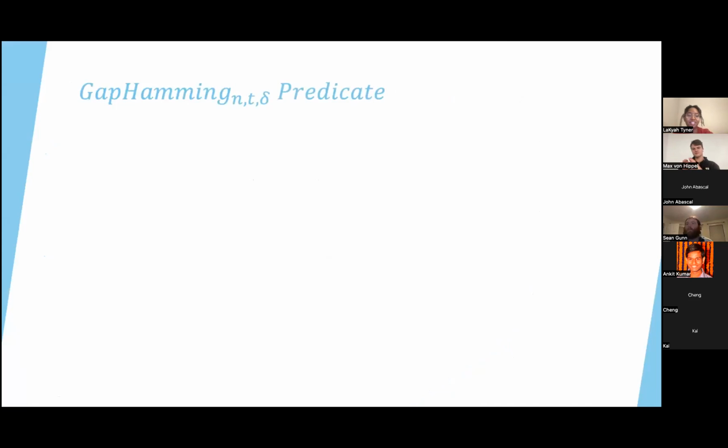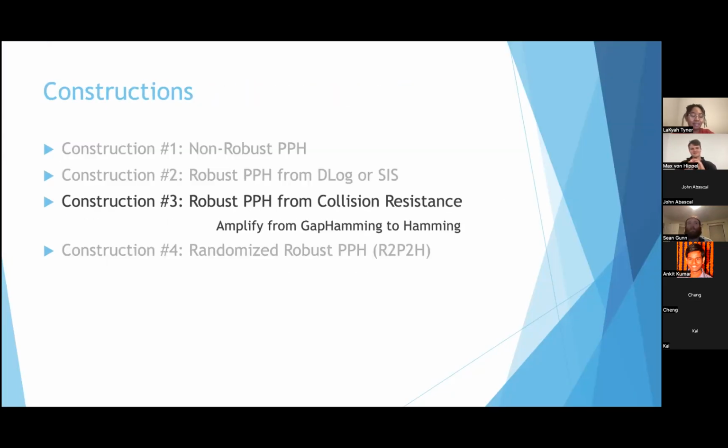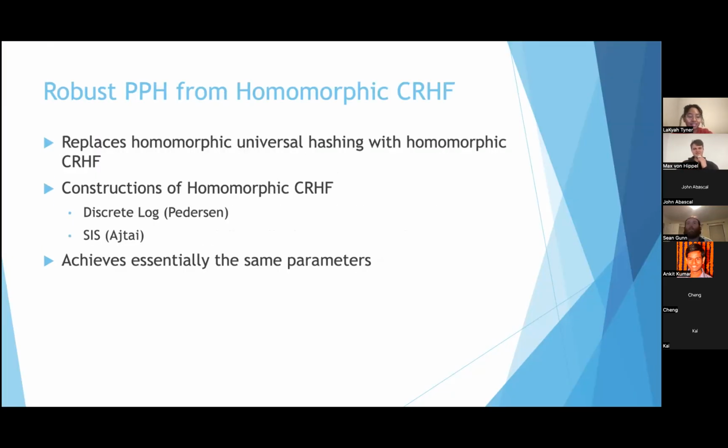I don't have time to get into the difference between the specific constructions for collision resistant hash functions, but we do include those in our paper if you would like to take a look.